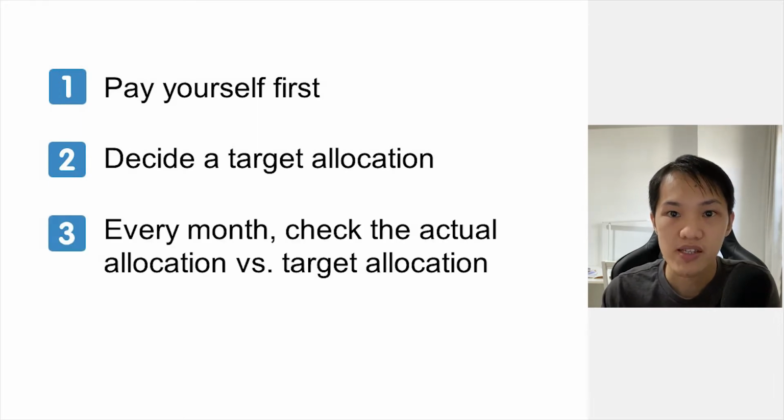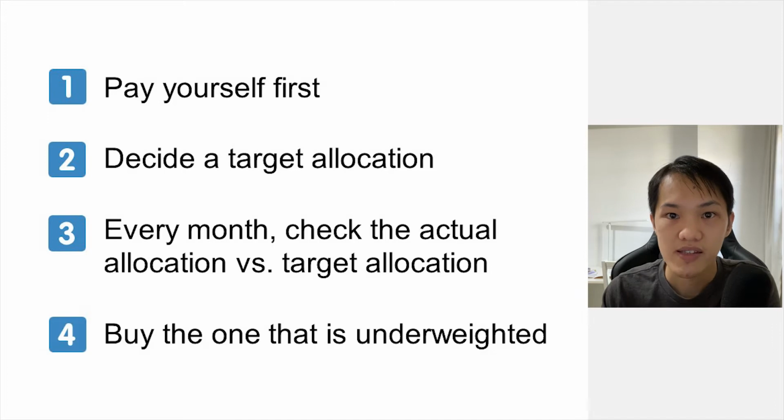Step number 3 is every month check the actual allocations and compare it against the target allocation. And step number 4 is after you do the comparison, you buy the one that is underweighted. As an example, if you have a target allocation of 10% to be invested into Apple and your actual allocation is only 5%, then you will buy Apple shares to make up for the difference.